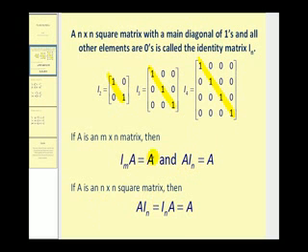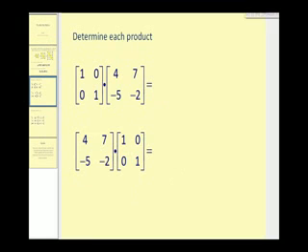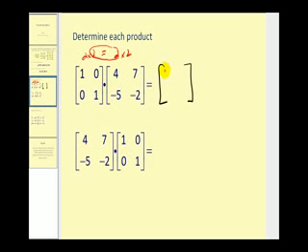Let's go ahead and perform some multiplication with the identity matrix to get a better feel for this. So for example, here we have a 2 by 2 identity matrix times another 2 by 2 matrix. Remember, this is a 2 by 2, this is a 2 by 2. Since these two numbers are equal, the multiplication is possible, and the result is another 2 by 2 matrix. So to find the element in row 1, column 1, we multiply row 1 by column 1. So 1 times 4 would be 4, plus 0 times negative 5, that's 4.